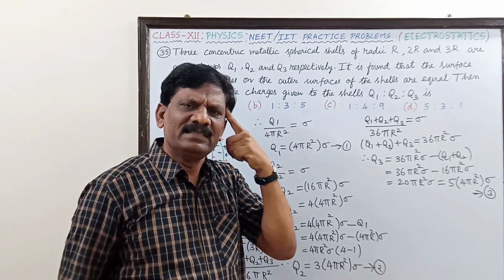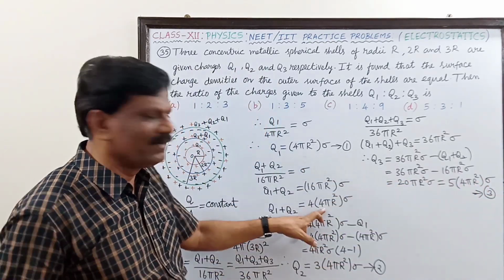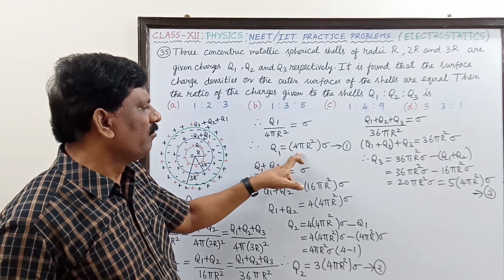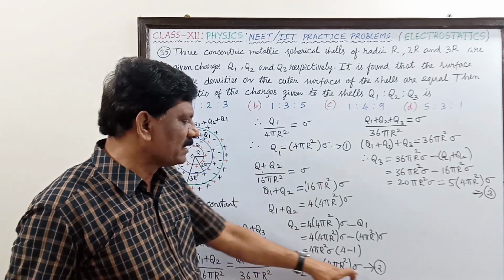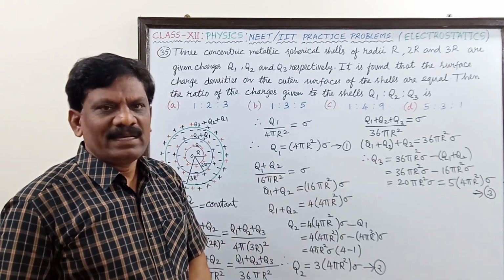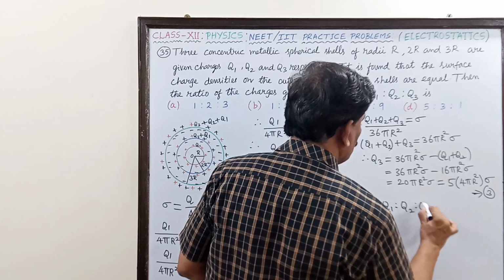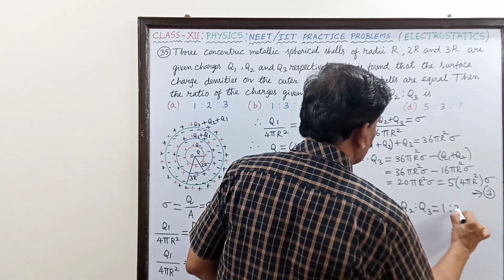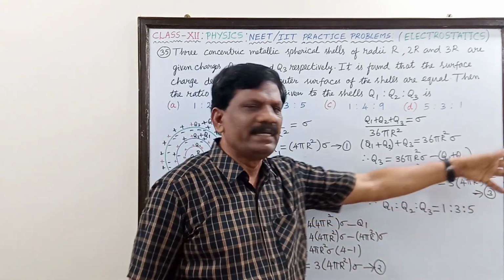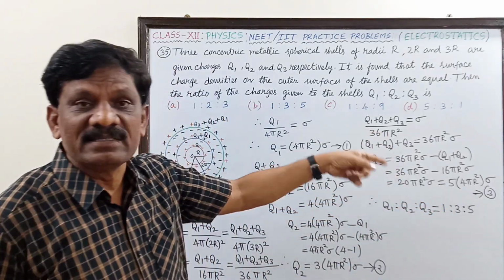Now see, whichever method of mathematical calculation you feel like doing, you can do. Simply I am doing it as a multiple of 4 pi r square into sigma. I am keeping 4 pi r square into sigma always constant, so that only the ratio we have to find out. So Q1 is 1 into 4 pi r square sigma, Q2 is 3 into 4 pi r square sigma, and Q3 is 5 into 4 pi r square into sigma. Therefore Q1 is to Q2 is to Q3 is equal to 1 is to 3 is to 5. You can keep them as multiples also, like 12 pi r square sigma, 20 pi r square sigma, any way you can do, but the ratio will be the same. So the ratio of Q1 to Q2 to Q3 is 1 is to 3 is to 5.